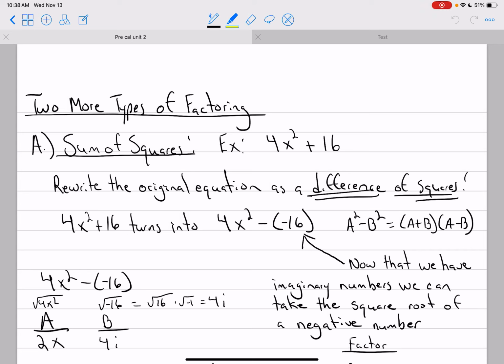Got to give the people, get the people what they want. People want their homework. We got two more types of factoring.